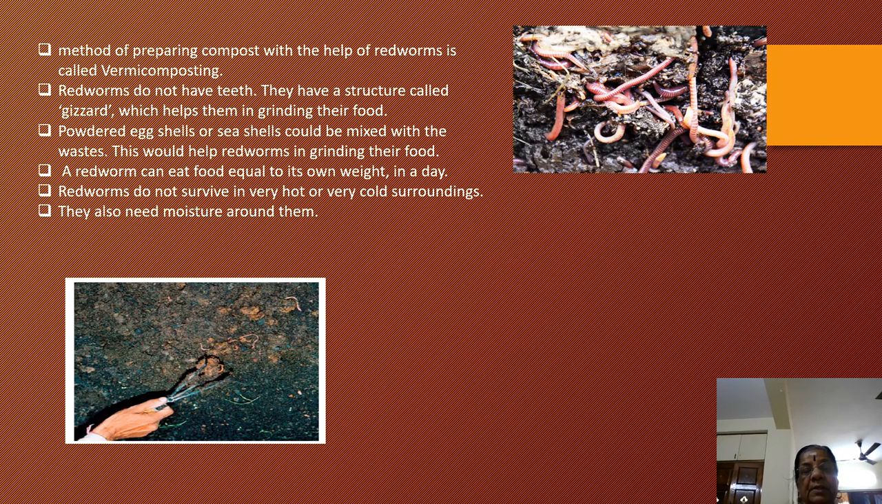This would help redworm in grinding their food. And a redworm can eat food equal to its own weight in a day. Redworm do not survive in very hot or very cold surroundings. It also needs moisture around them. The details are in the book, which you will go through in detail. This is the method of vermicomposting.